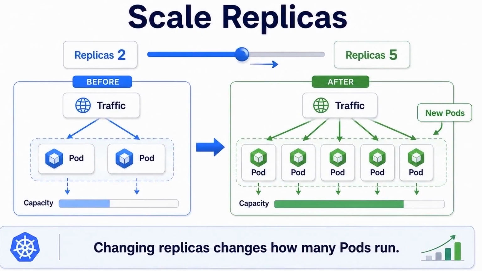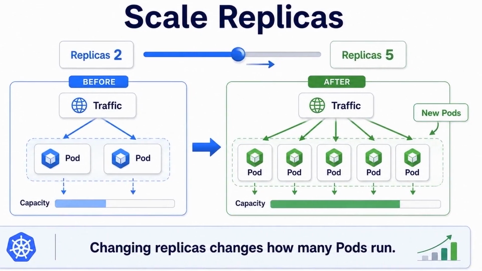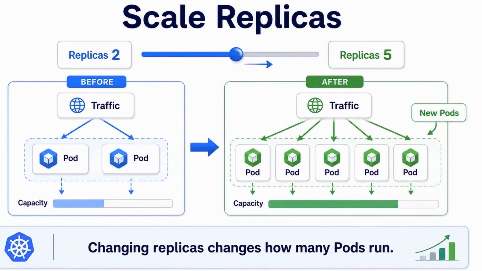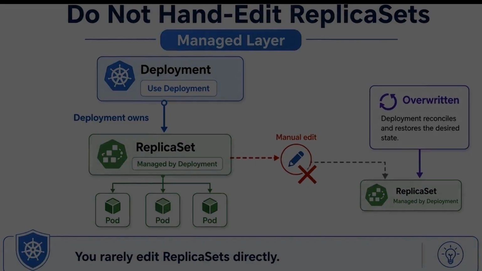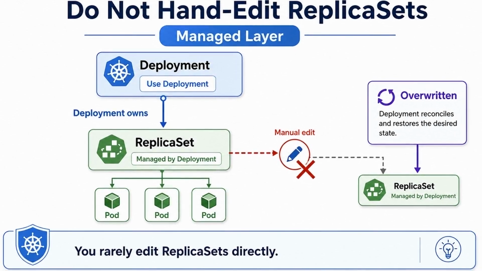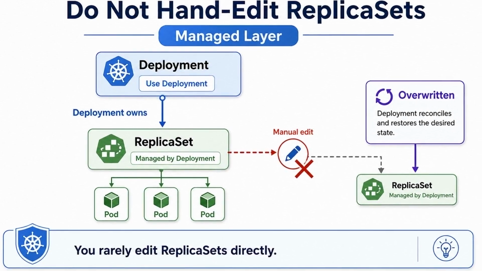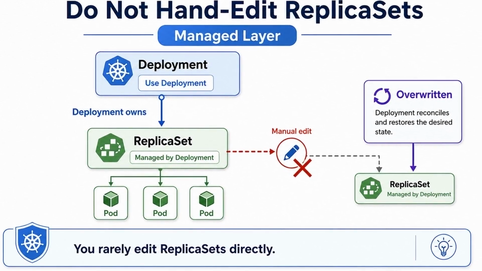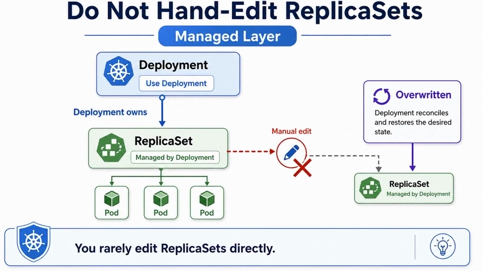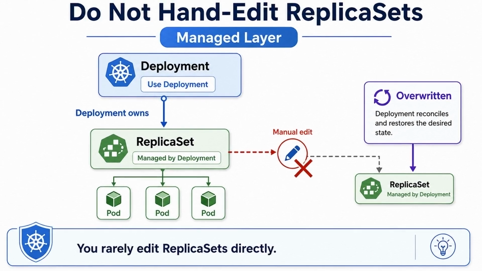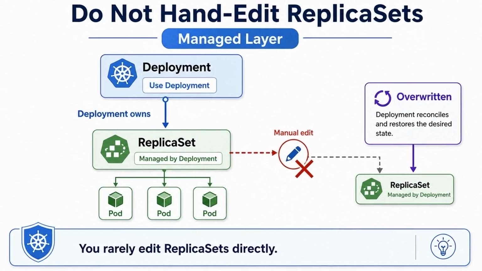When you scale an application, you are really changing desired replicas. The controller does the work of creating or removing pods to match the new number. The user-facing goal is more capacity without manually managing each copy. In a deployment-based app, you usually do not edit the replica set directly. The deployment owns it. Manual changes at the replica set layer can be confusing or overwritten by the higher-level controller.